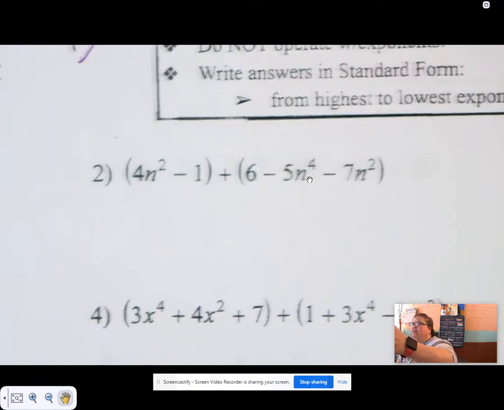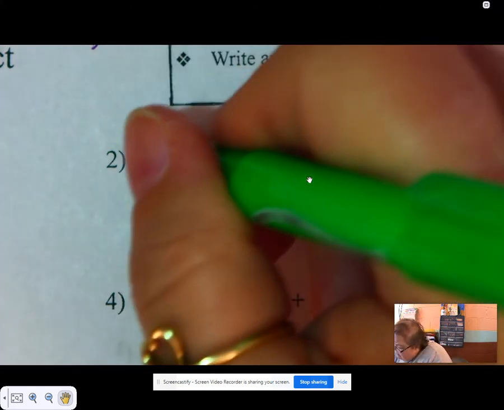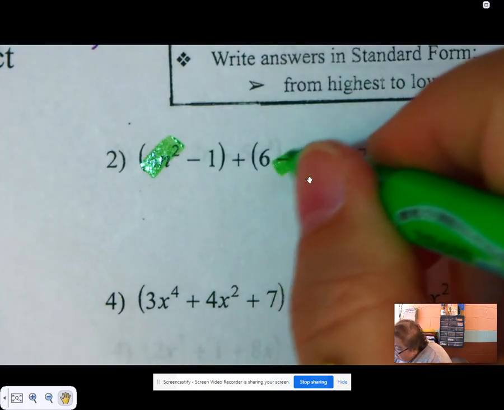Here's my example 2. Again, I have a binomial plus a trinomial, and I'm looking for like terms. So here we go. I've got a 4n squared. Do I have another one to combine with that? Yes, and it is.